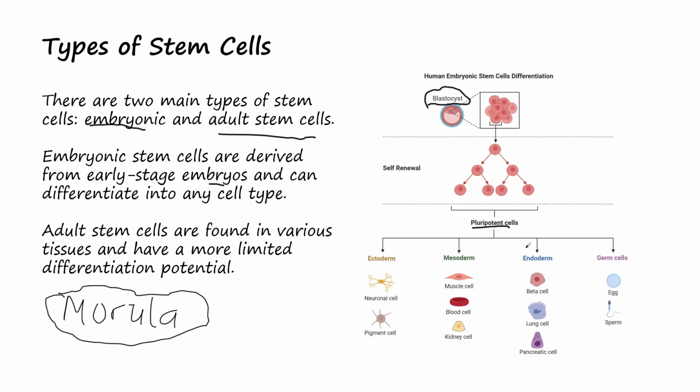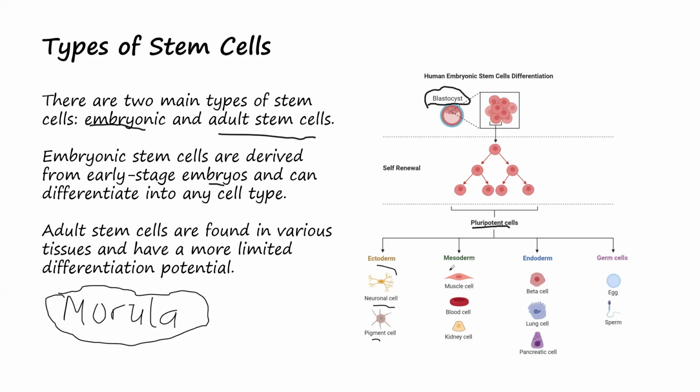Then these totipotent stem cells can also further divide and split into ectoderm. So ectoderm are types of pluripotent stem cells that have the potential to produce neuronal cells and pigment cells, like nerve cells and astrocytes. So ectoderm has the potential to produce neuronal cells and pigment cells.